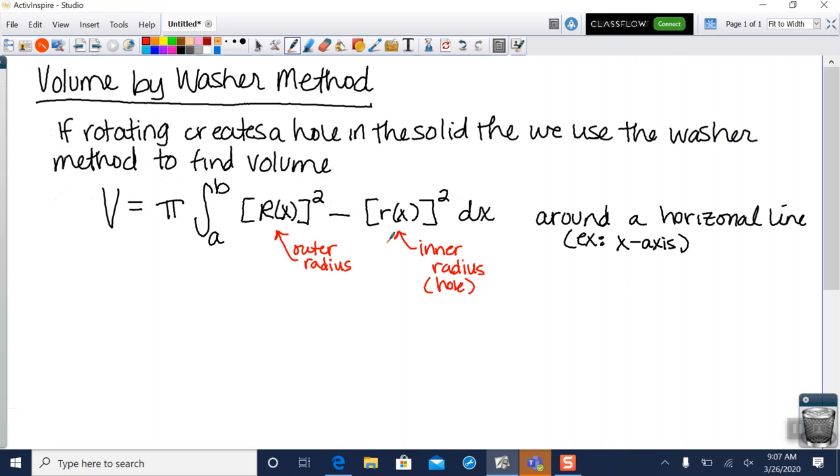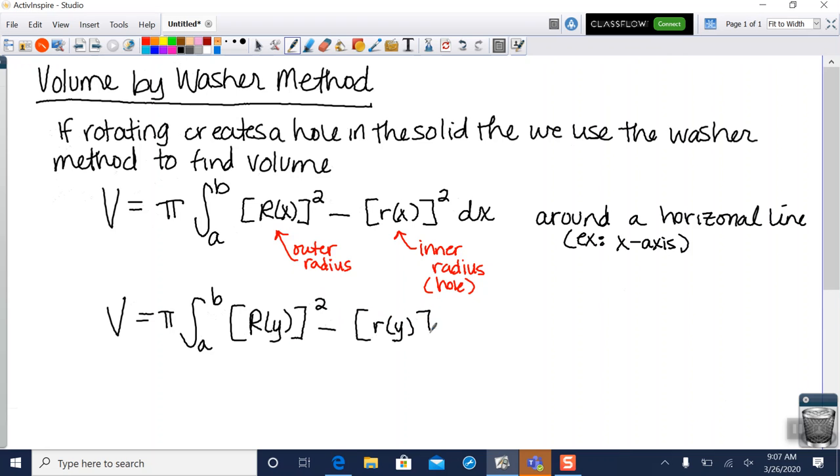Remember that if you want to rotate around the y-axis, it's just a very small change. We're still doing the integral from a to b, but now our function becomes R of y, which means we have to have an equation with y's in it, minus, of course, little r of y, dy, and this is for when we're going around a vertical line, like the y-axis. But it could be any vertical line, it doesn't have to be the y-axis.